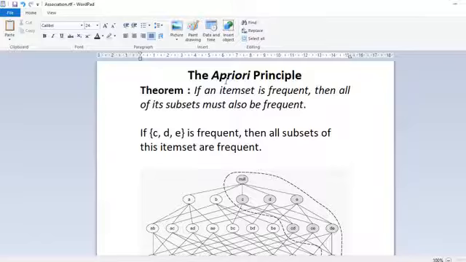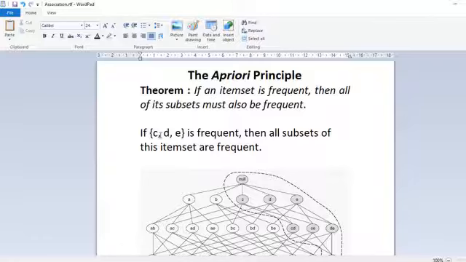The reason is it is going to reduce the number of candidate item sets explored during the frequent item set generation. So let us see what this principle, or the theorem, says. It goes like this: if an item set is frequent, then all of its subsets must also be frequent. Let us see this with an example.